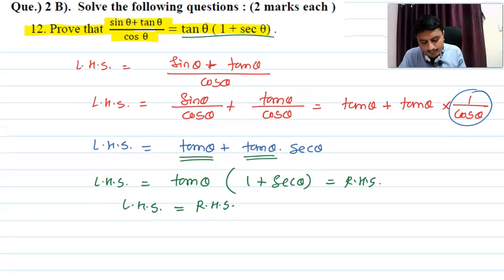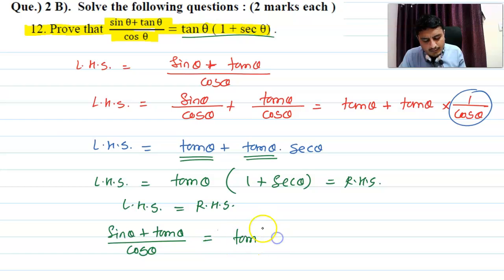LHS is of the form sin theta plus tan theta whole divided by cos theta, which is equal to tan theta into, in bracket, 1 plus sec theta. Hence we have our proof here.